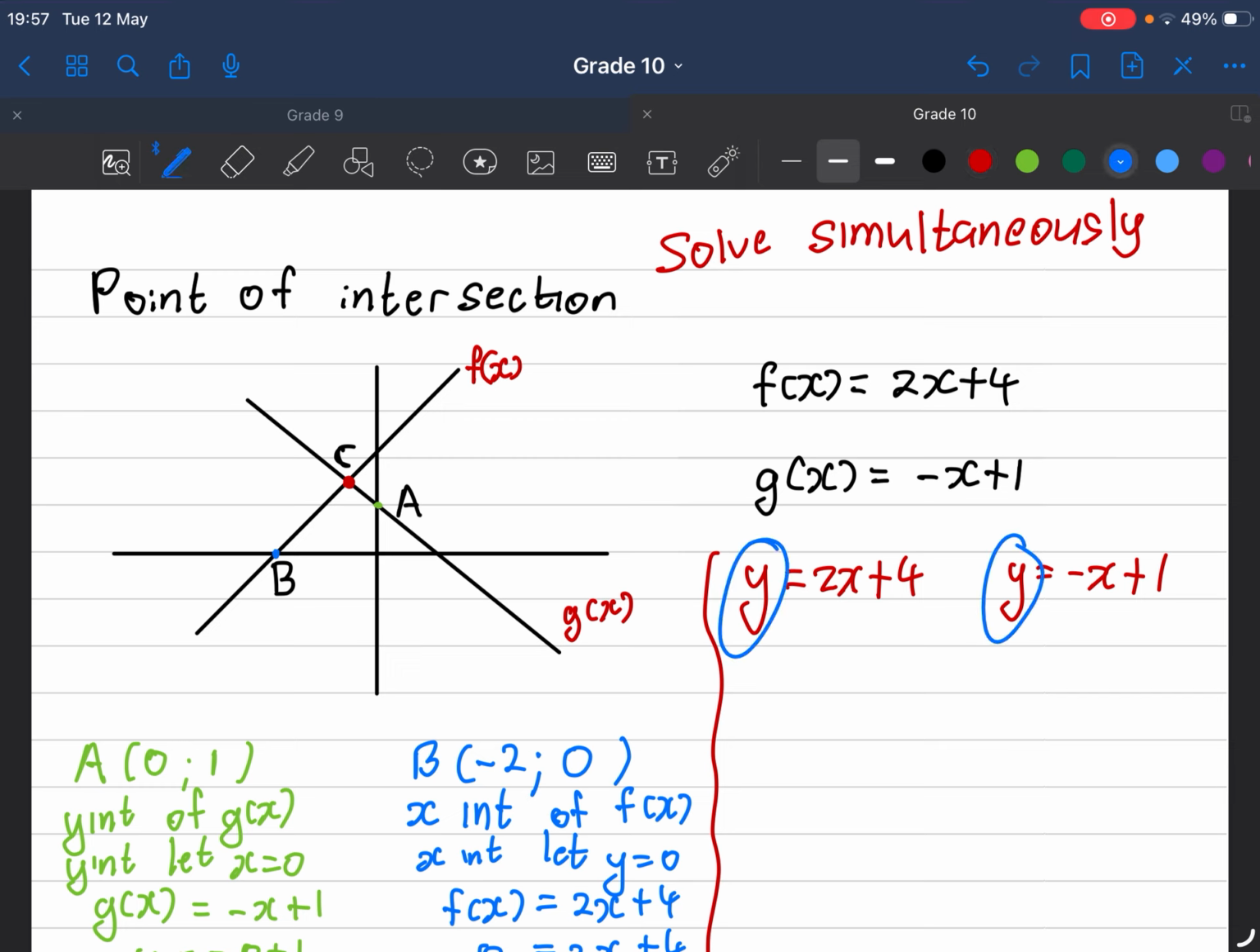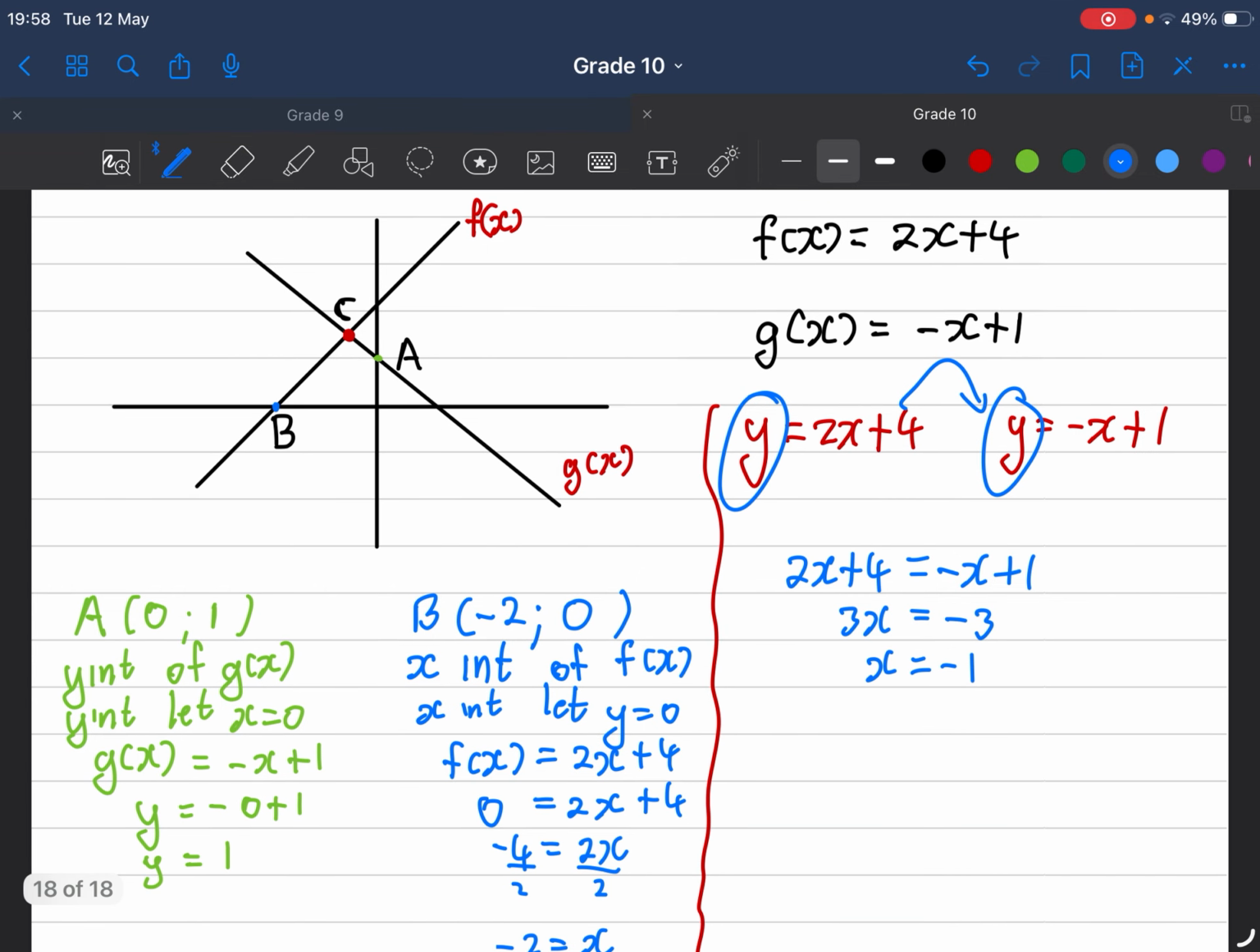If I told you to solve those two equations simultaneously, well, we already know y is equal to y, so I can say 2x plus 4. I can basically sub this for y is equal to minus x plus 1. That becomes 3x is equal to negative 3. Obviously, you do your algebra. And x is equal to negative 1.